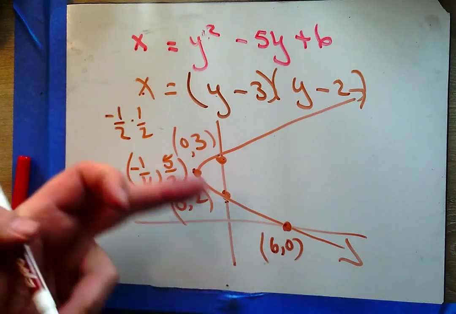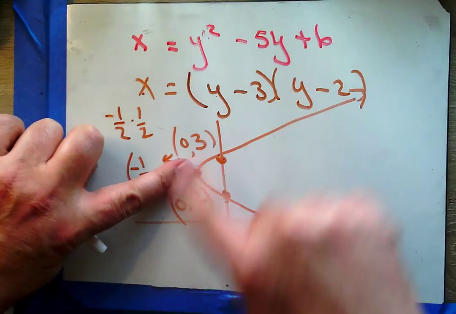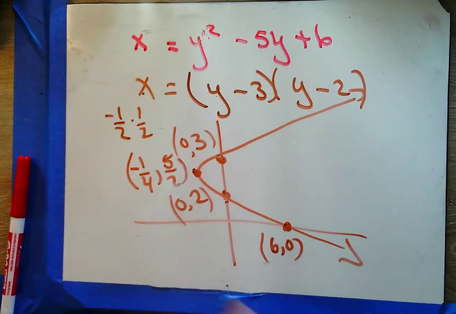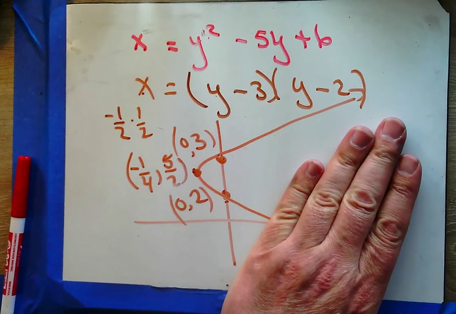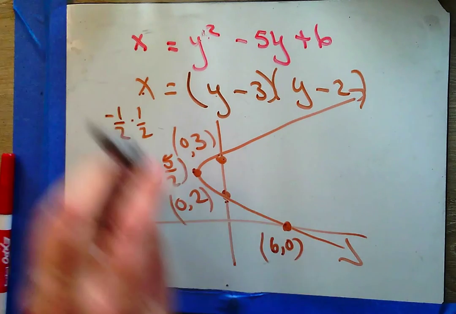I would be fine with just these 3 points and the correct shape. You don't need to provide this, but I would be happy with these 3 points as well. But I do want to see 3 points on that graph, okay?